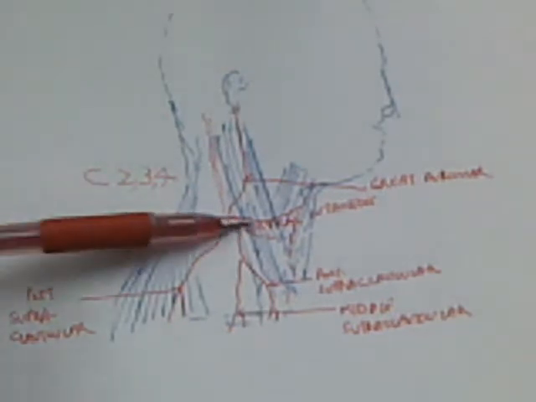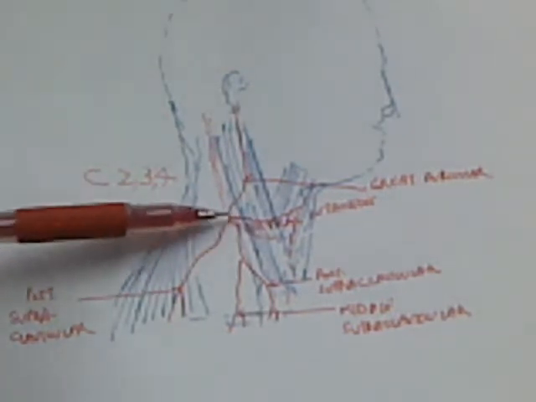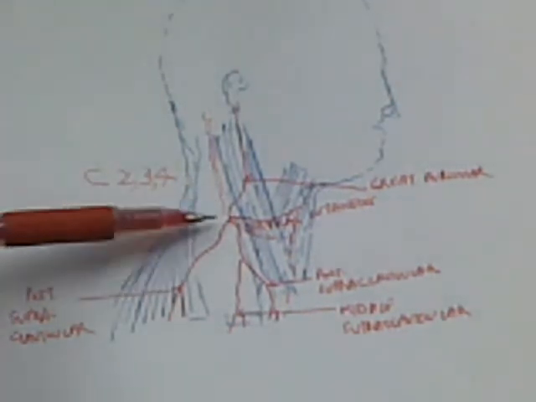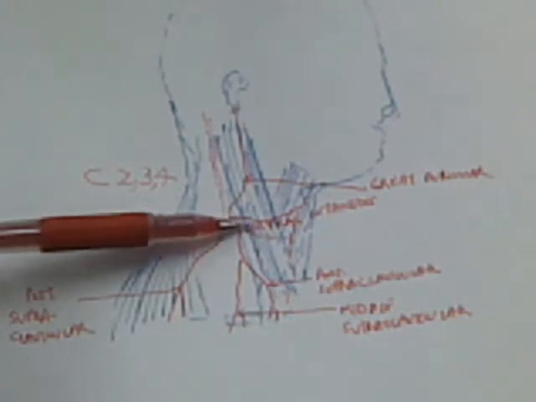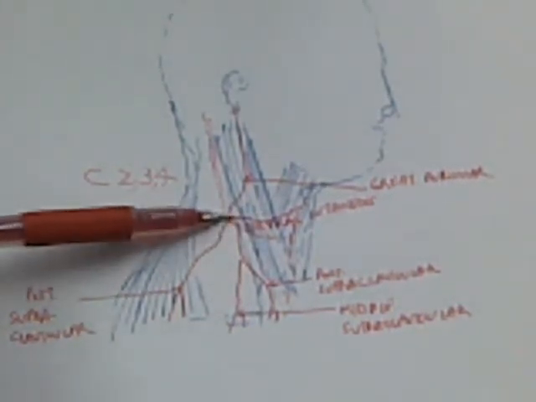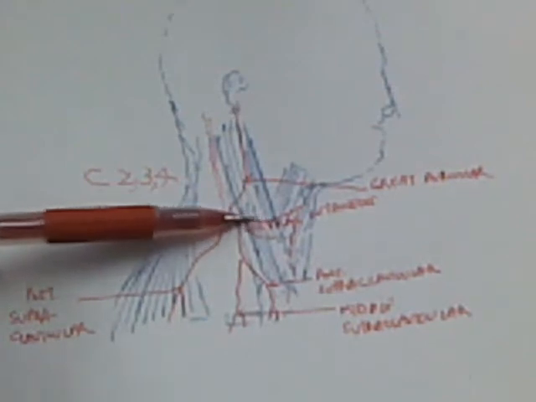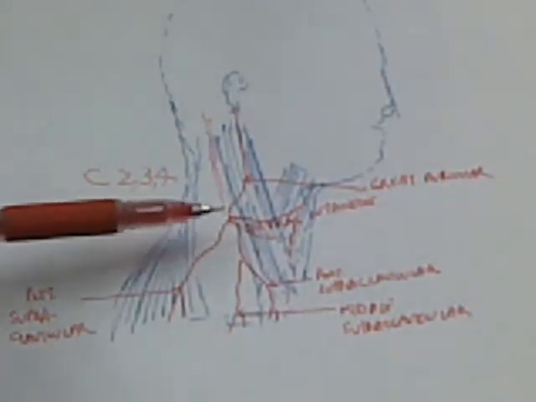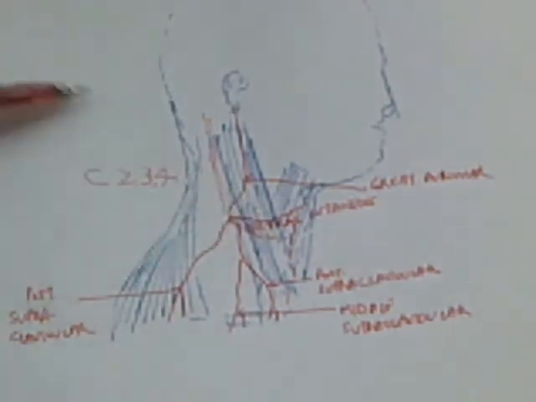As a surface landmark, we need to remember that this nerve is marked by a line from Erb's point horizontally over the sternocleidomastoid. So from Erb's point and horizontally over sternocleidomastoid, the transverse cutaneous nerve is marked.